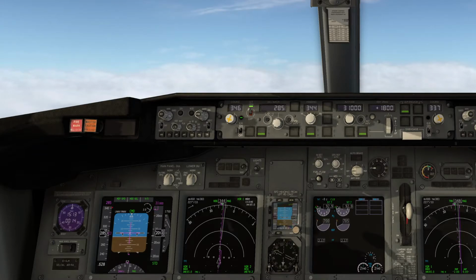Current distance is 78, and we need to intercept the Mende VOR radial 060 at 71. We can reduce the climb rate a little to 1500 feet per minute.